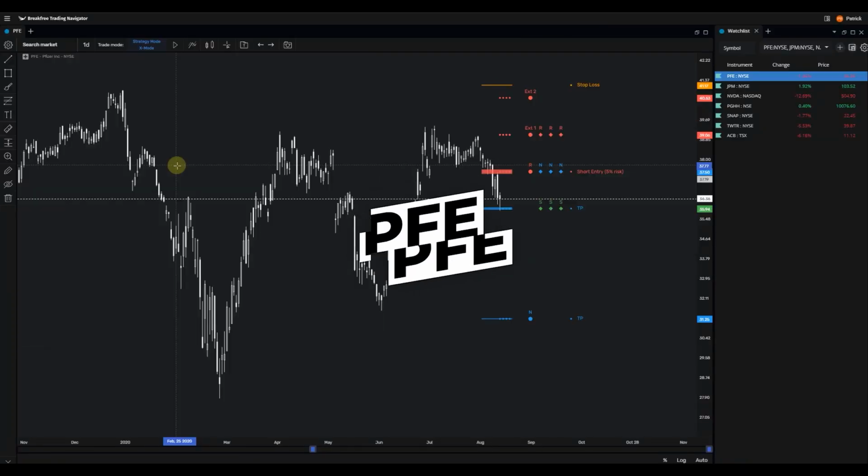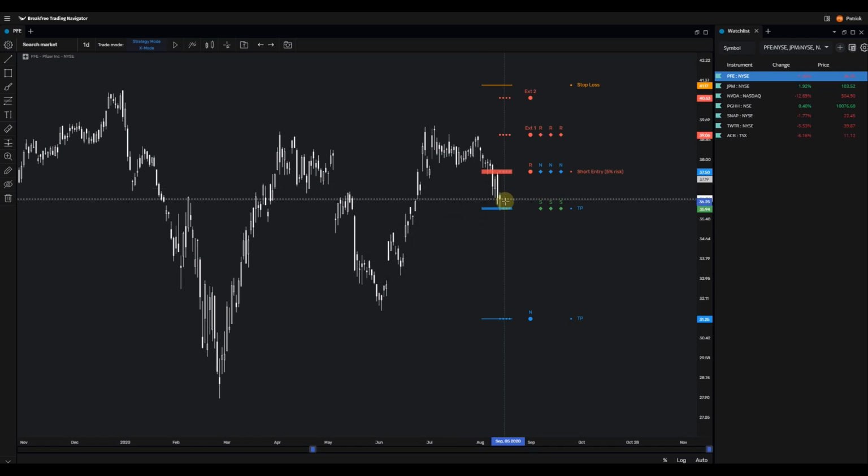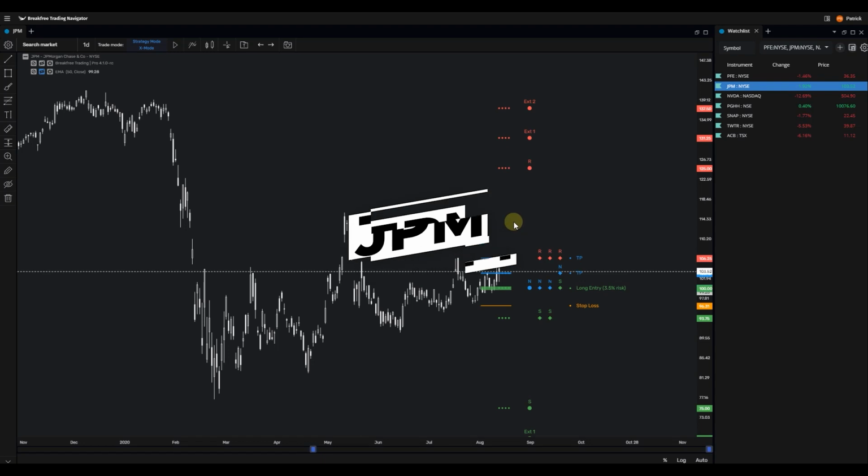First one we have is PFE. This is a short position. We've already hit TP1 on this already, but if price would come back, there'll be another opportunity here. You can see we got the break here and then retest on that broken level here. So this is a trade we can set up. Looks great.